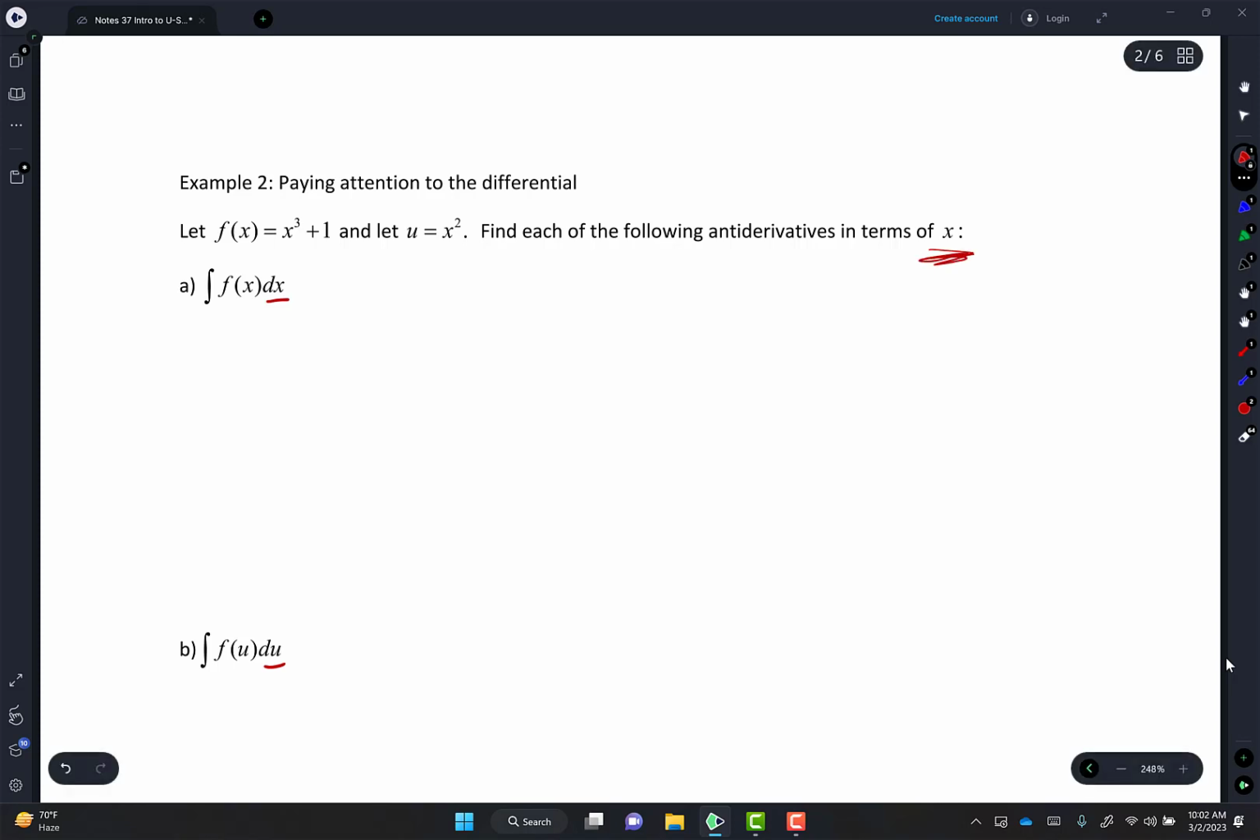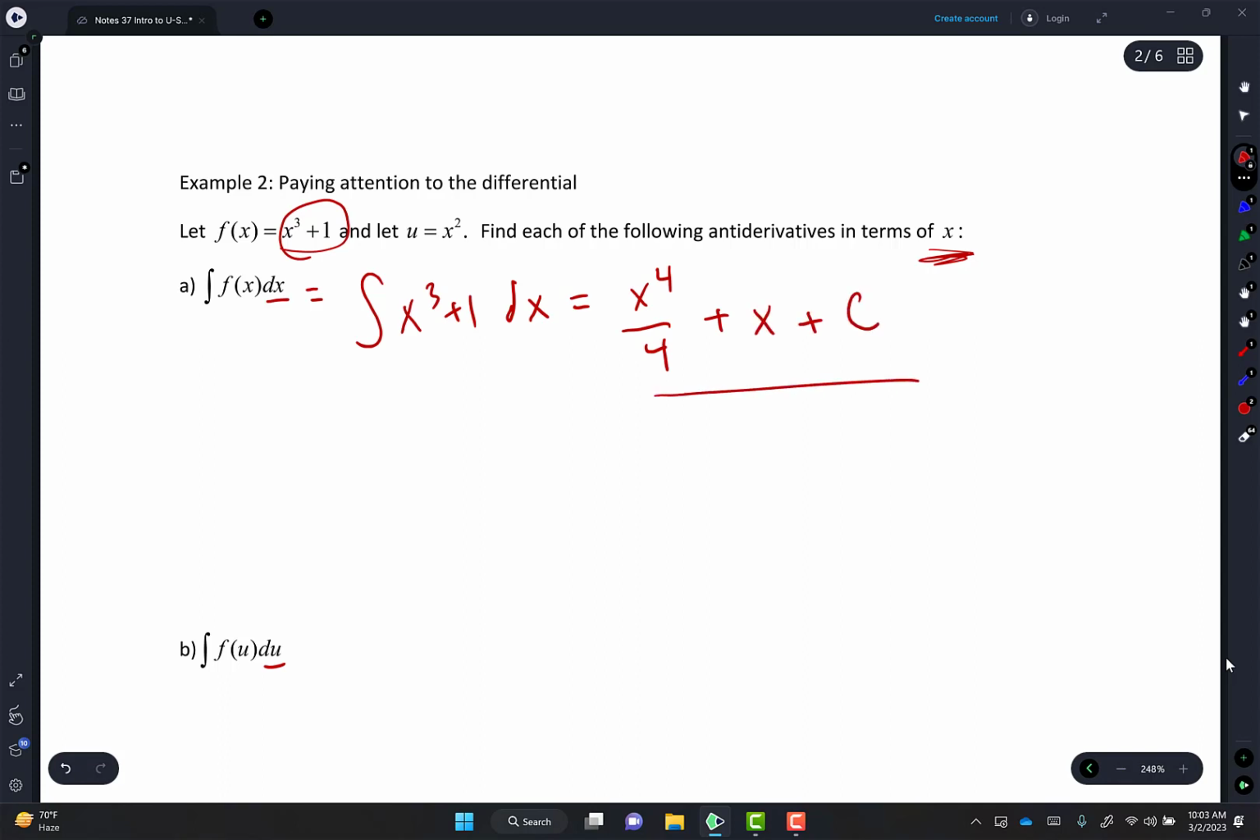So they want to find the antiderivative in terms of x. This one here means integral of f of x, which is x cubed plus 1, dx. It's up to you if you want to put a parenthesis around the x cubed plus 1. Doesn't matter. We're just taking the antiderivative. What's the antiderivative of x cubed? Perfect. What's the antiderivative of 1 with respect to x? x. And then I put a plus c. We're done. That's the answer.